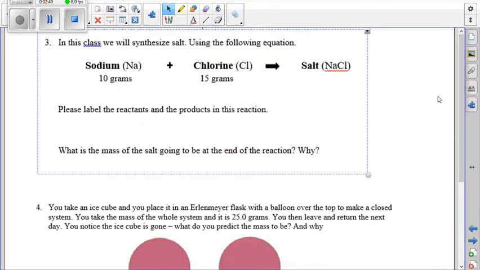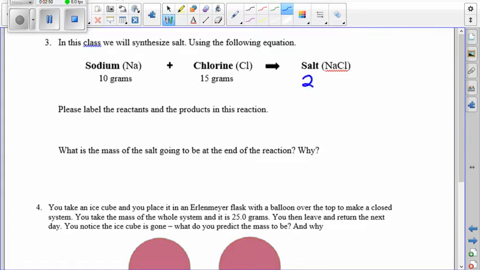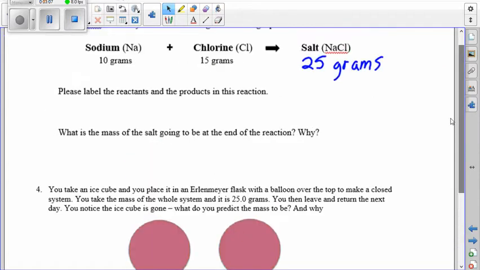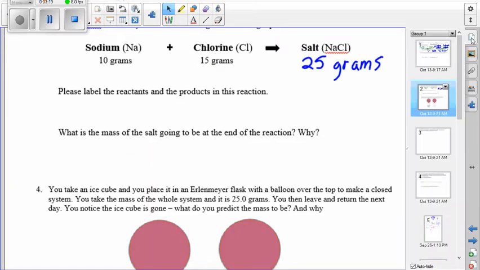I'll take 10 grams of whatever that is, plus 15 grams of this. How many grams do I have to have of this? Yes, I have to have the exact same mass before and after. It is impossible to do anything else. Reactants, products, we know where those are. Is there anything else you want to talk about in this bell work? No, there's not. All right, let's go ahead and get to the concept map.